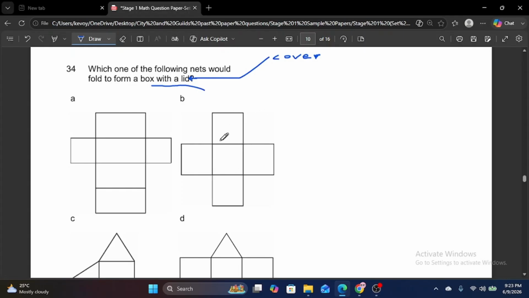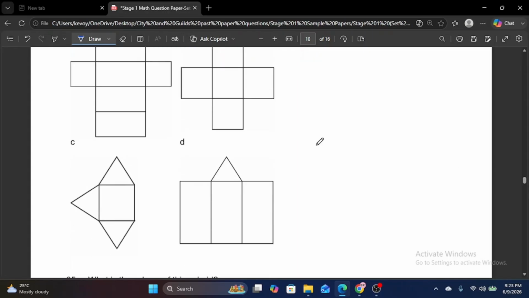Now looking at this shape right here, I could fold all the sides and I realize that I would not have a cover. Because this will go up, that's one side, this will go up one side, this will go up one side, but which side is going to be on the top to cover it? Looking at this side right here, D, if I had a side right here, then I could have a cover. But that side is missing, that side is not there. So I will have an opening for this shape.